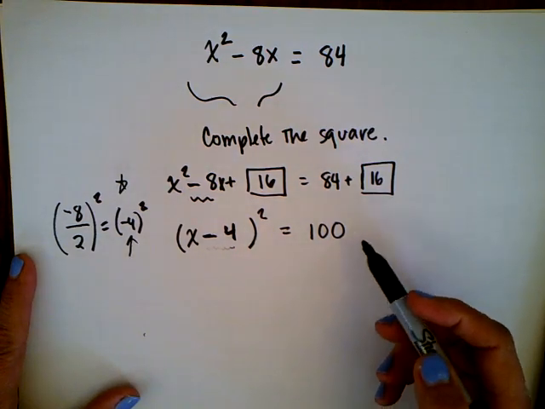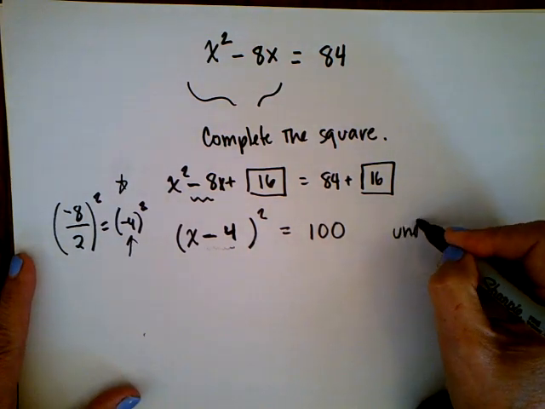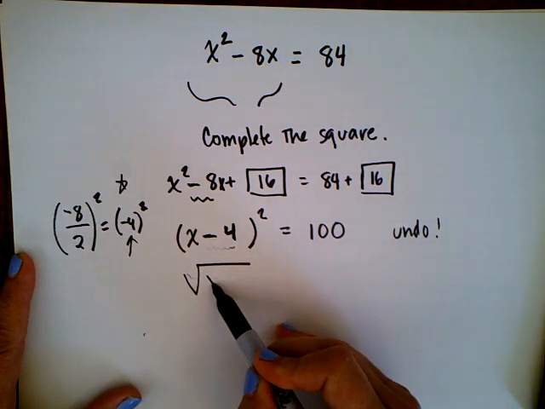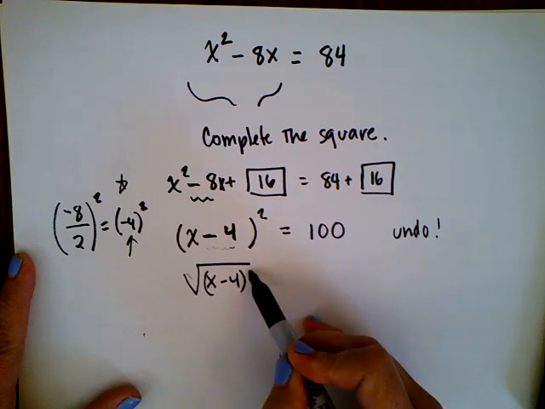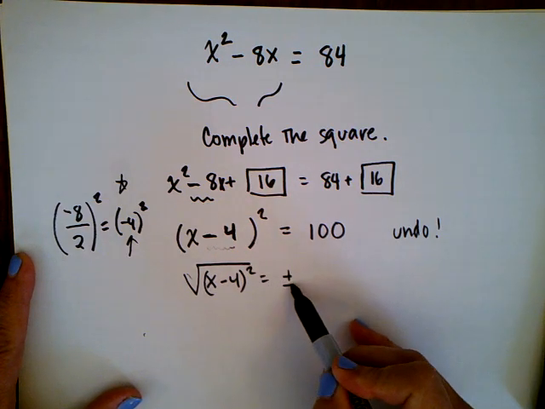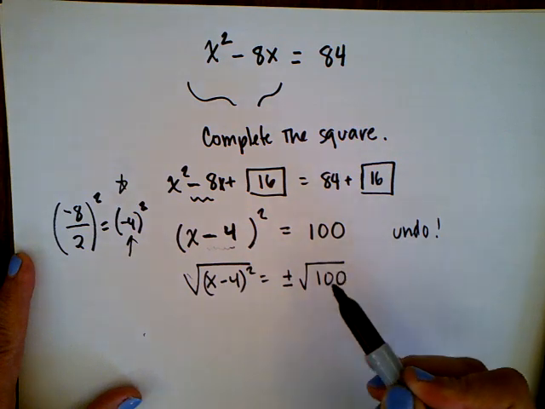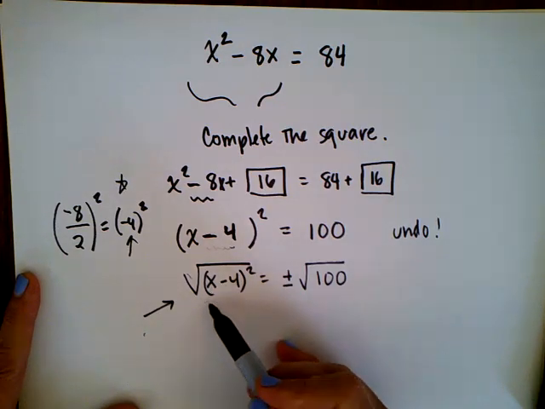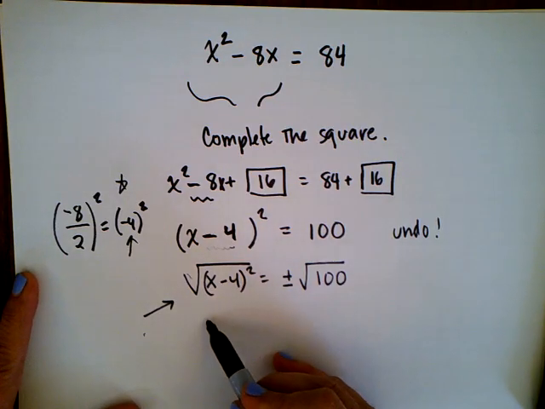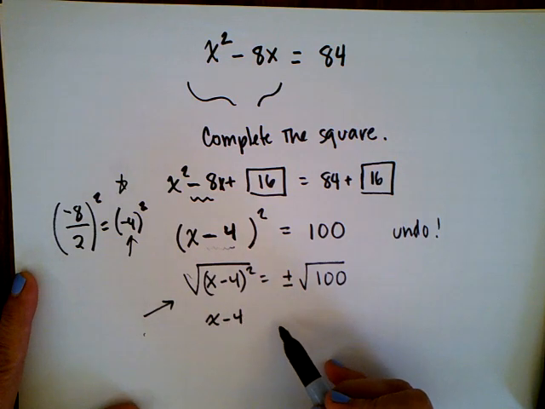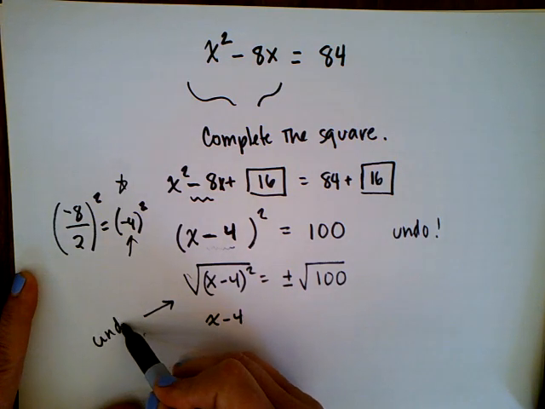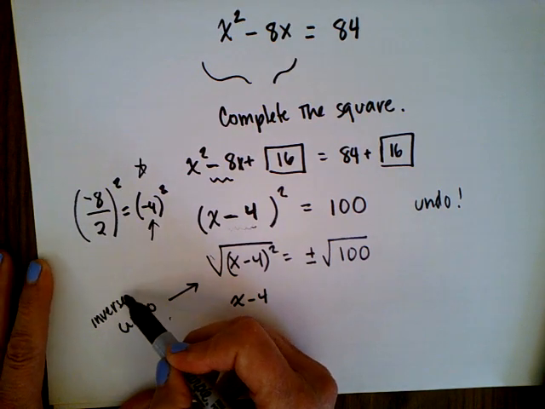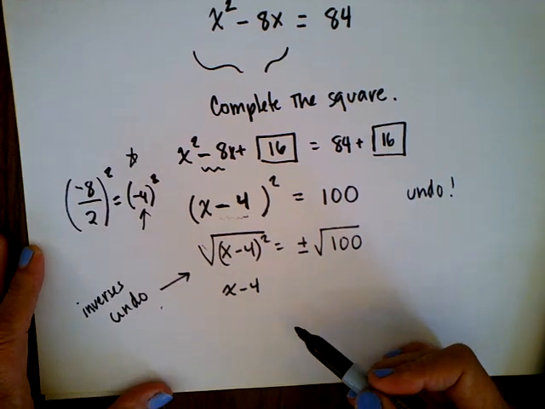And now we undo squaring with square root. So undo square root: x minus 4 squared equals plus or minus square root 100. The whole point of taking the square root is to undo the squaring of this left-hand side. And now I'm able to write x minus 4. This is the part where we do the undoing. Sometimes we say we're using inverses.